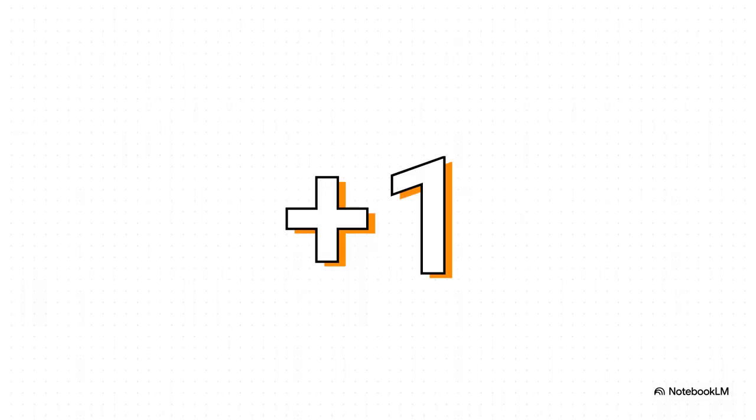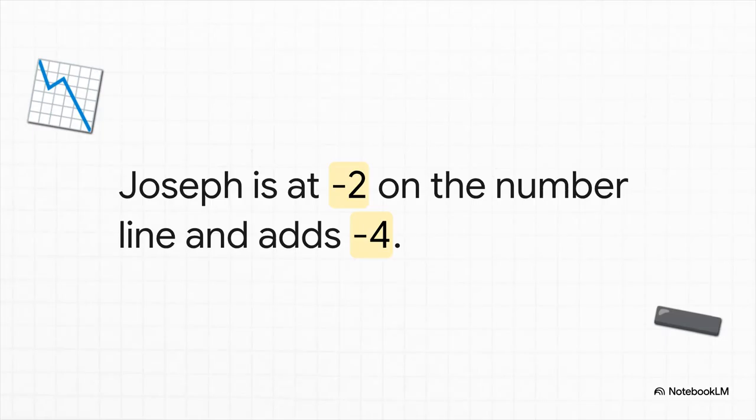So you follow that path. 1, 2, 3, 4, 5, 6, and where do you land? +1. So there it is. The story worked again, giving us a super clear, visual way to get to the right answer. Okay, one more test for this whole parable idea. Let's talk about Joseph. He's already at -2 on the number line, and now he's going to add -4. So how do you even picture adding a negative? What does that look like?